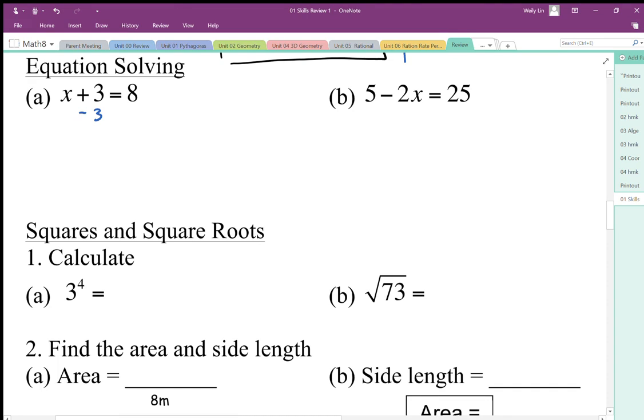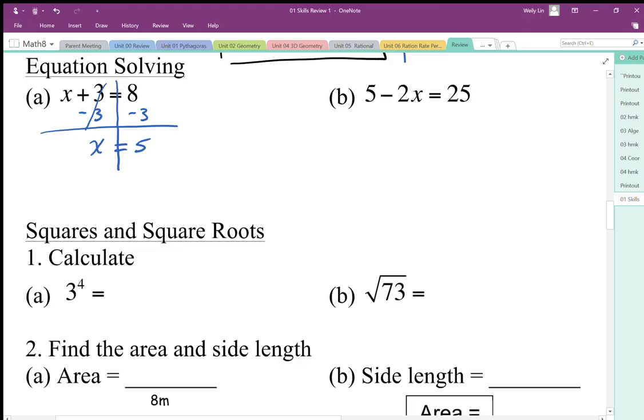Now with equations, the one rule is the left side must balance the right side, and we have to keep it balanced all the time. So if I subtract 3 from this side, I will subtract 3 from the opposite side. And then I just have to keep track of what's on the left side and right side. This is a zero pair. 8 minus 3 is equal to 5. And if I end up with x by itself, I have solved for x. So if I check this answer, x equals 5, if I plug it back in, 5 plus 3 equals 8.